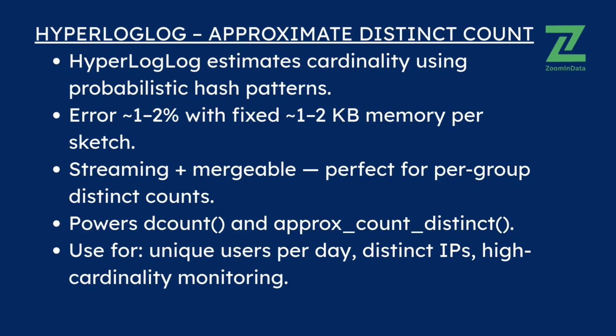This powers dcount, and approximately _count_distinct, in KQL. Use hyperlog when cardinality explodes: distinct IPs in logs, unique session IDs, high cardinality monitoring metrics. At scale, exact count distinct becomes impossible. Hyperlog keeps it fast and cheap with negligible error.